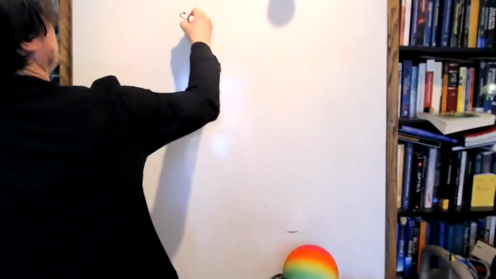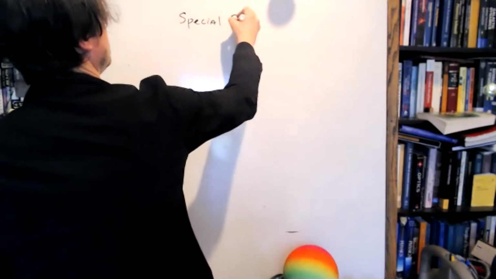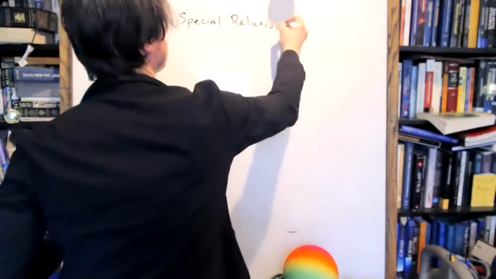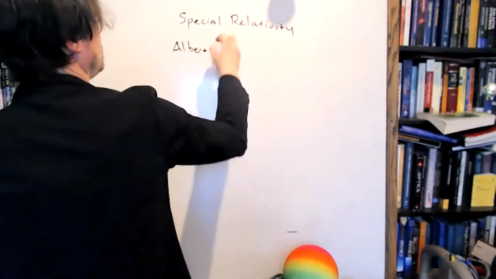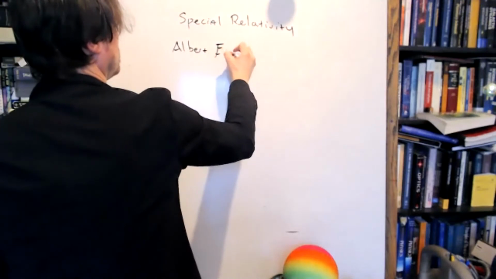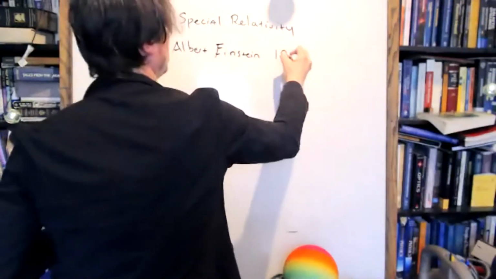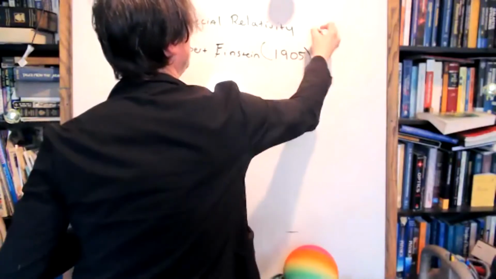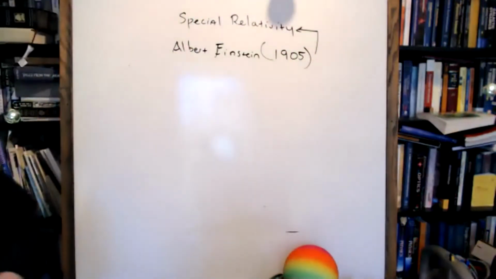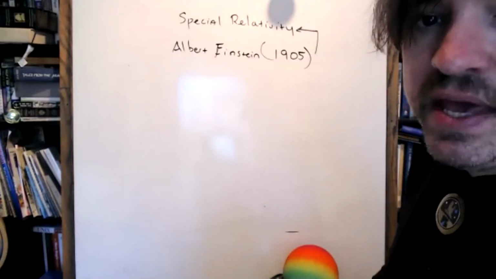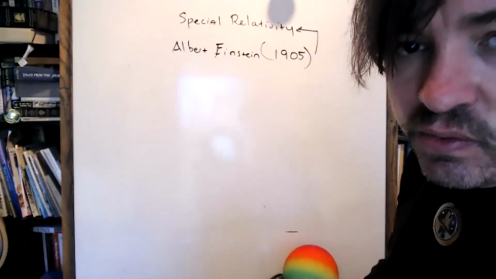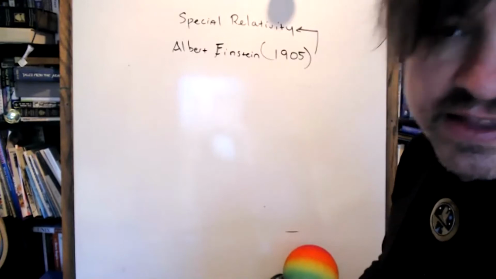Now it's time to talk about Albert Einstein. So the first topic that we're going to cover today is special relativity. Special relativity was proposed by Albert Einstein in the year 1905, before he was a famous physicist. And the problems that led Einstein to propose special relativity were because of problems associated with measuring velocities at the speed of light.